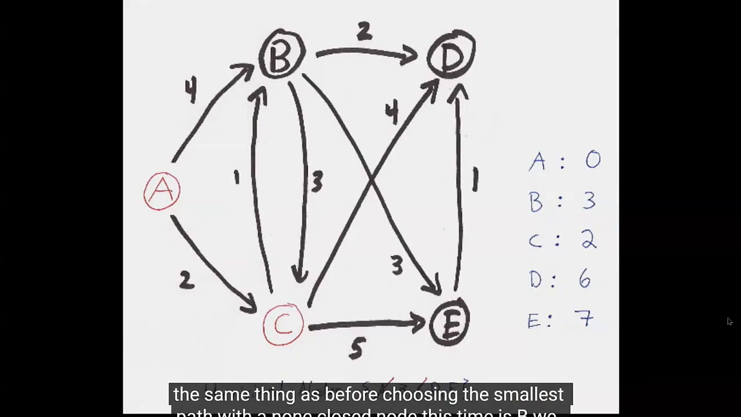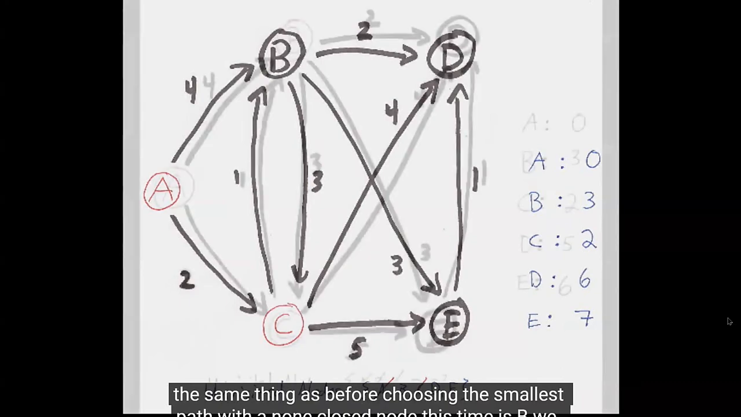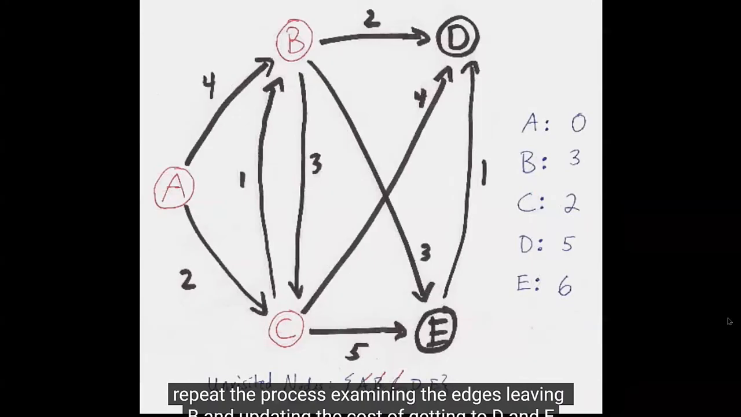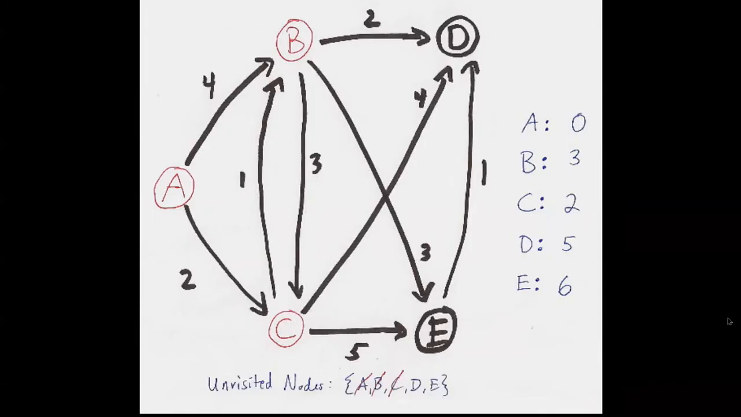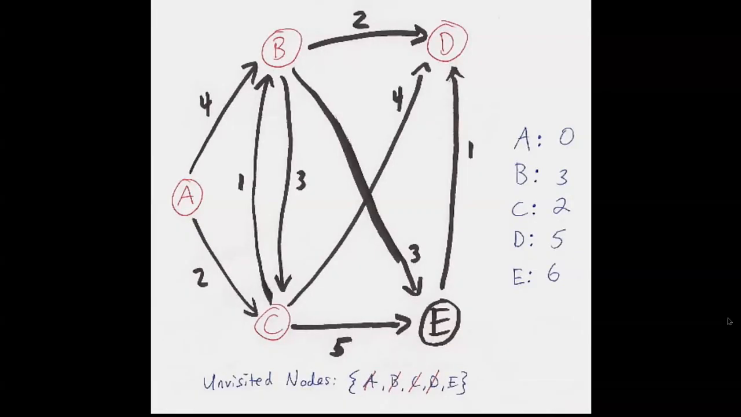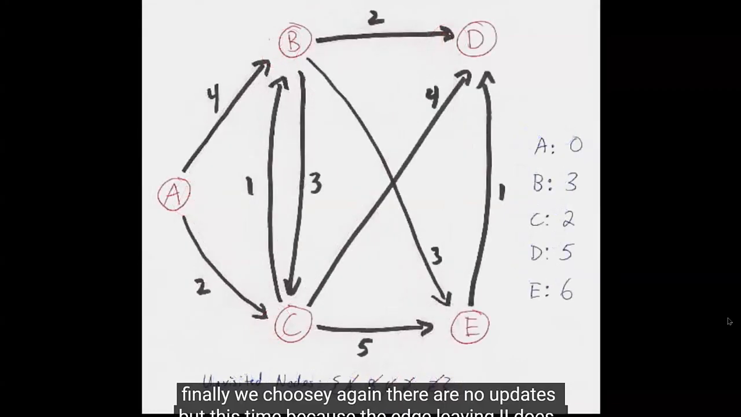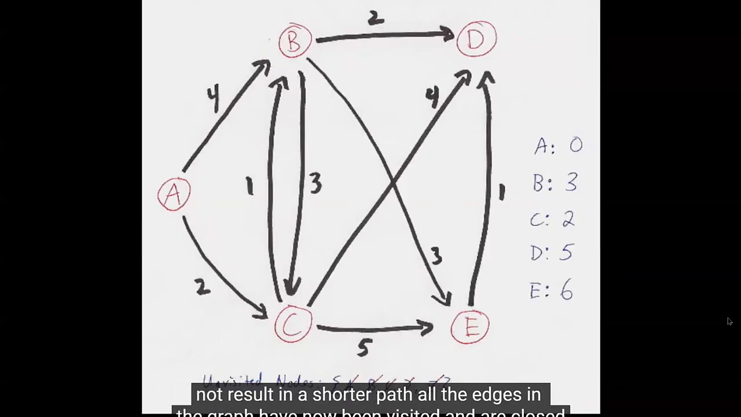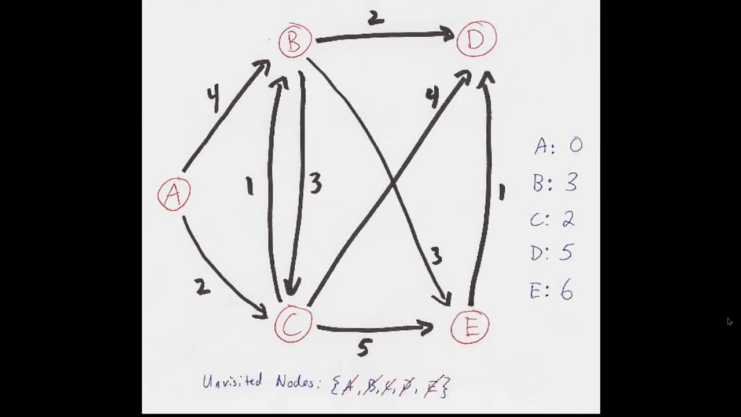Let's do the same thing as before, choosing the smallest path with an unclosed node. This time it's B. We repeat the process, examining the edges leaving B and updating the cost of getting to D and E. Now we choose D. This time there are no updates to our table, as there are no edges leaving D. Finally, we choose E. Again, there are no updates, but this time because the edge leaving E does not result in a shorter path. All the edges in the graph have now been visited and are closed.